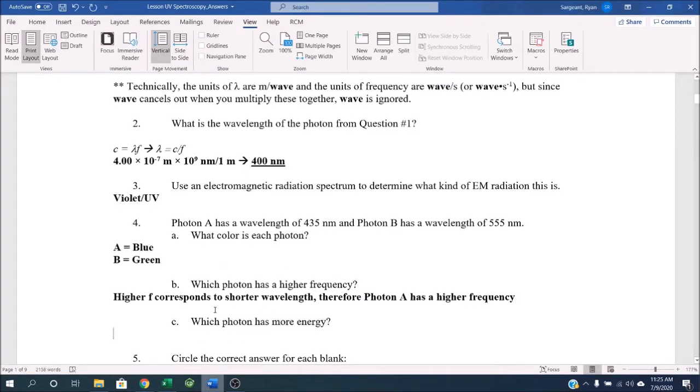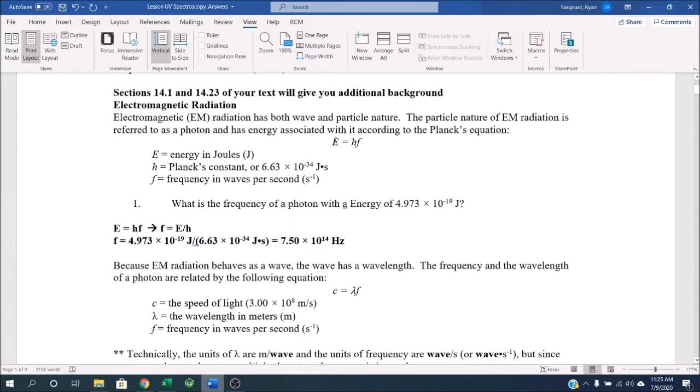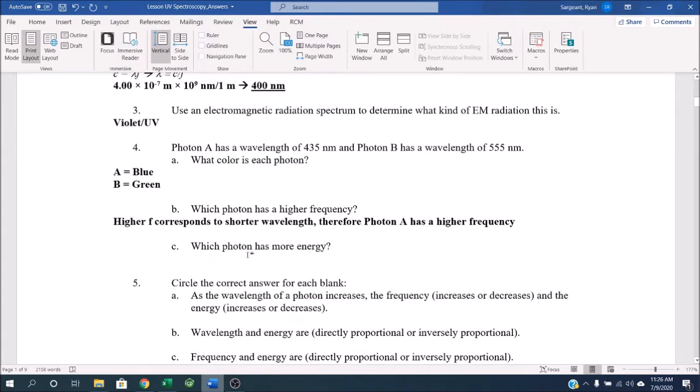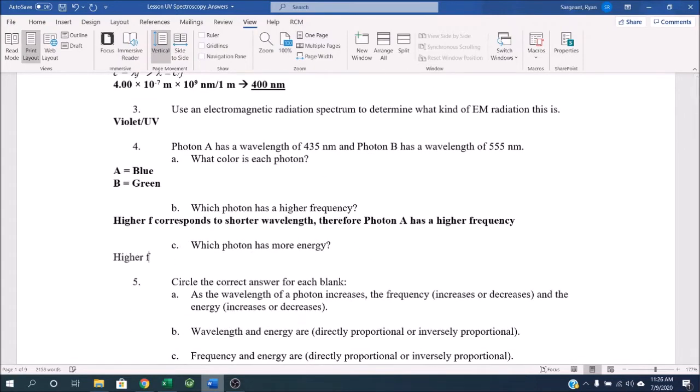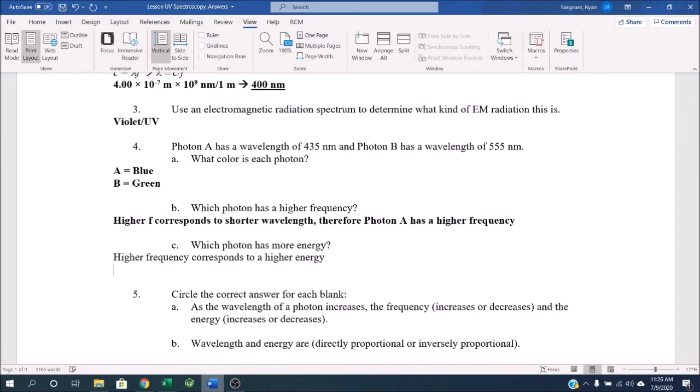Finally, the relationship now between energy and either frequency or wavelength. Based on Planck's equation, energy is equal to some constant times frequency. Because the constant stays the same, if you raise the frequency and then multiply it by a constant, that will raise your energy. These two are directly proportional, meaning that a higher frequency corresponds to a higher energy. Or we could say that a shorter wavelength also corresponds to a higher energy.